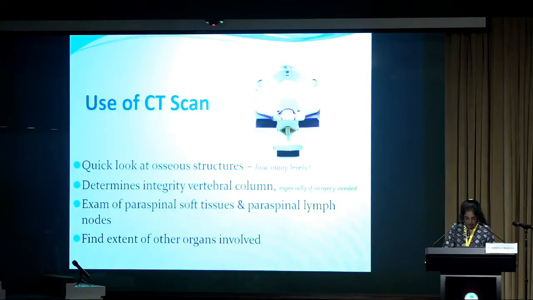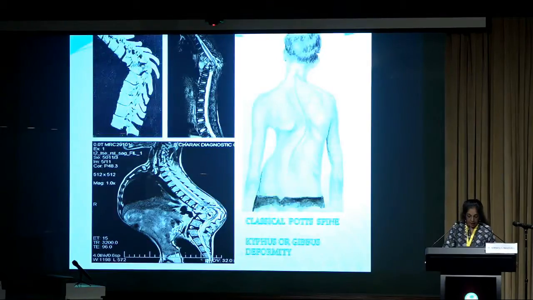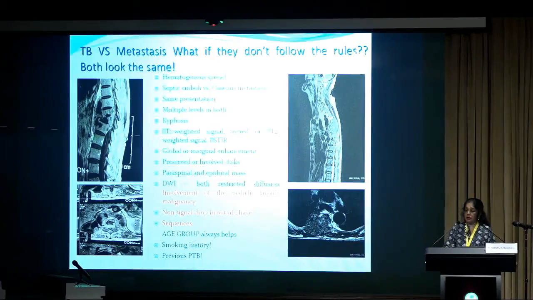The CT scan can show you the paraspinal soft tissue masses, lymph node involvement, extent of involvement of other organs, and the integrity of the vertebral column. MRI is the imaging modality of choice, and epidural abscesses, cold abscesses, extent of bone marrow involvement, and paraspinal and subligamentous disease can be seen. Now this is a typical gibbous deformity or the Pott's spine, which we don't see normally now. Certain things that are specific for TB were mentioned earlier. Sometimes it's difficult to differentiate TB from metastasis, and in metastasis both show diffusion restriction.